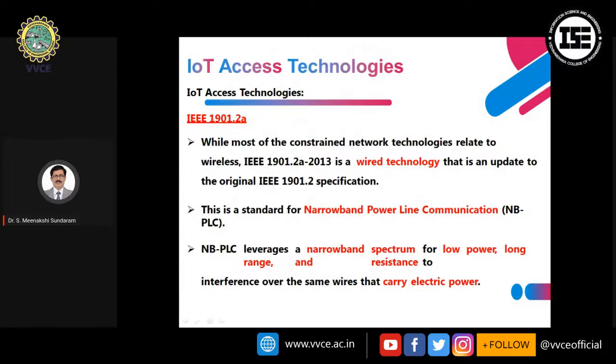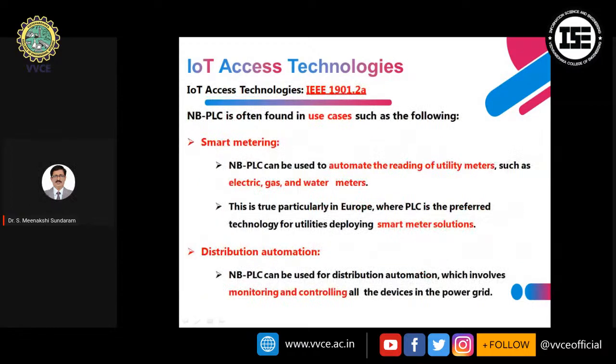Next, one more technology is the IEEE 1901.2 narrowband power line communication. It is a narrowband spectrum for low power, long range, and resistant to interference, which carries over the same wires that carry electric power. This 1901.2 is used for smart metering, for automated reading of utility meters such as electric, gas, and water meters, and smart energy solutions. We are able to get all these things through the PLCs.